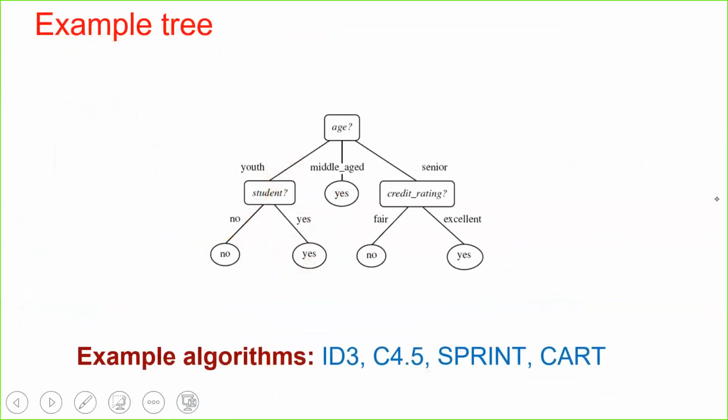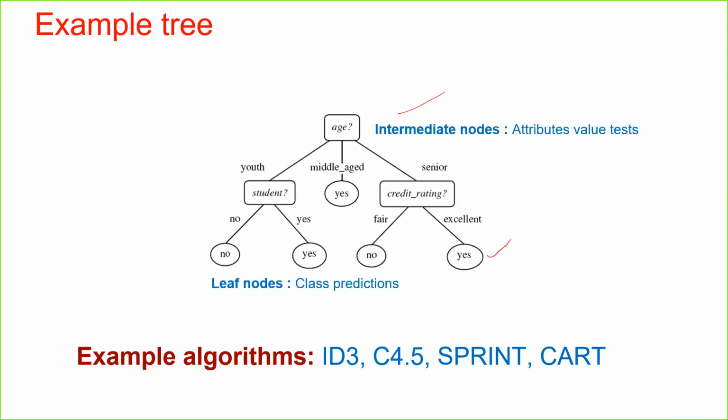So here is a decision tree example. At the root node, we are checking the age attribute, and age takes three values: youth, middle-aged, or senior. For each possible value, we have one path. At the next internal node, we check another attribute, and based on that we proceed further. At the leaf node, you assign a yes or no label. Here, the leaf nodes are the class predictions, internal nodes are the attribute value tests, and edges are the attribute values. These are the various example algorithms for the decision tree.